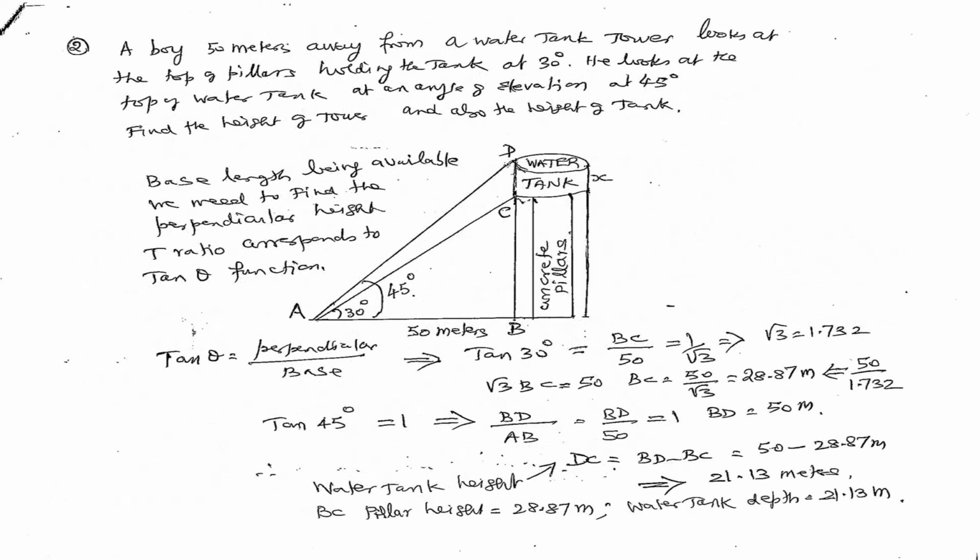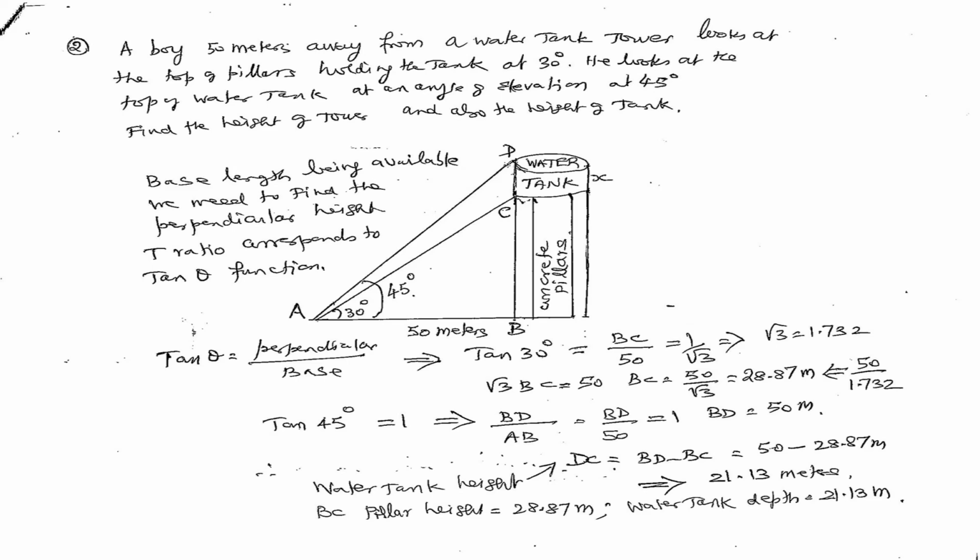A boy 50 meters away from a water tank tower looks at the top of concrete pillars holding the tank at 30 degrees. He also looks at the top of the water tank at an angle of elevation of 45 degrees. Find the height of the concrete pillars and also the height of the tank. Base length being available, we need to find the perpendicular height. The T ratio corresponds to the tan theta function. Tan theta is equal to perpendicular by base.